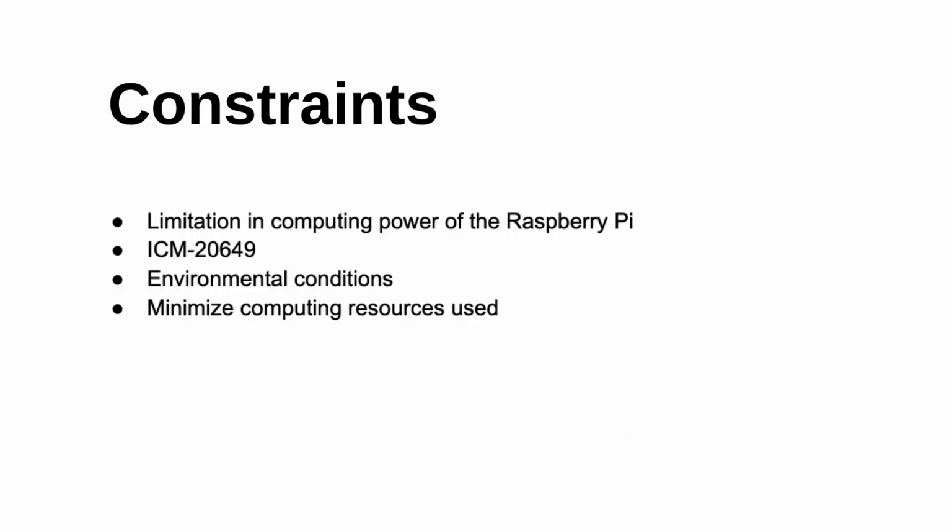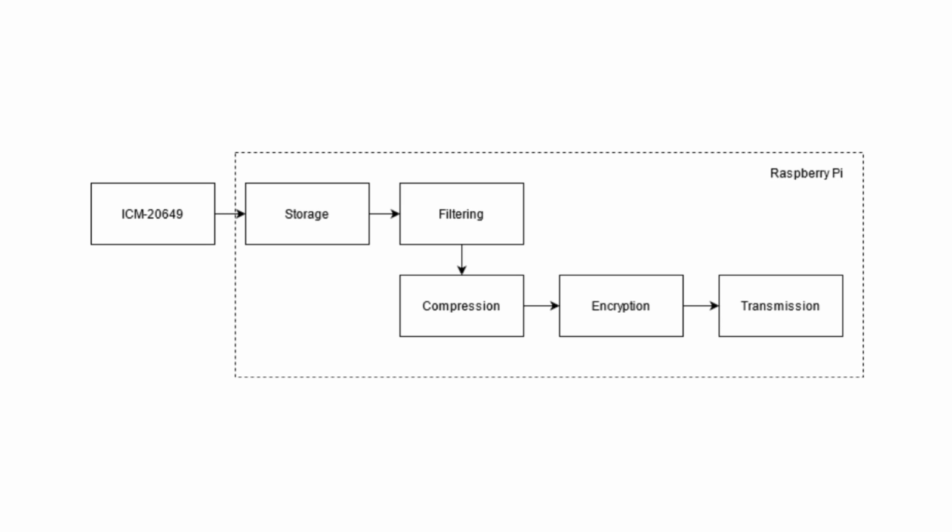The constraints that we're dealing with are the limitation in computing power of the Raspberry Pi, the specifications of the ICM-20649, and the environmental conditions that these hardware devices should be able to operate in. The project brief states that the usage of computation resources should be minimized in order to preserve battery life. We determined the requirements for the system and broke down the solution into various subsystems. The filtering and transmission subsystems were eventually dropped due to the scope of the project.